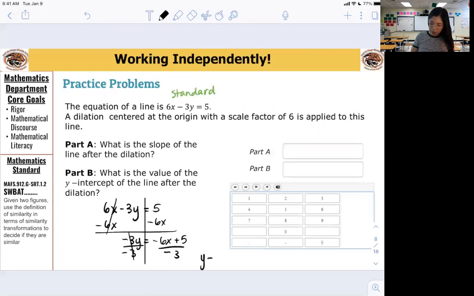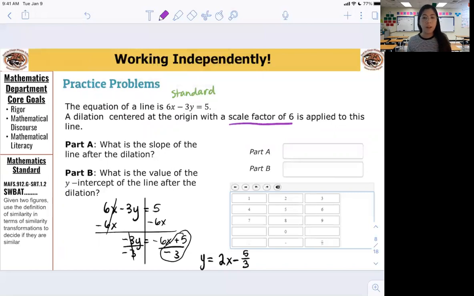leaving me with y equals, what's negative 6 divided by negative 3? It's positive 2. So 2x. And then 5 divided by negative 3? Is that going to be a nice number or no? No, so we just leave it as a fraction. 5 over 3. So here's the original equation. Remember that we started with this. Then it gets dilated with a scale factor of 6.